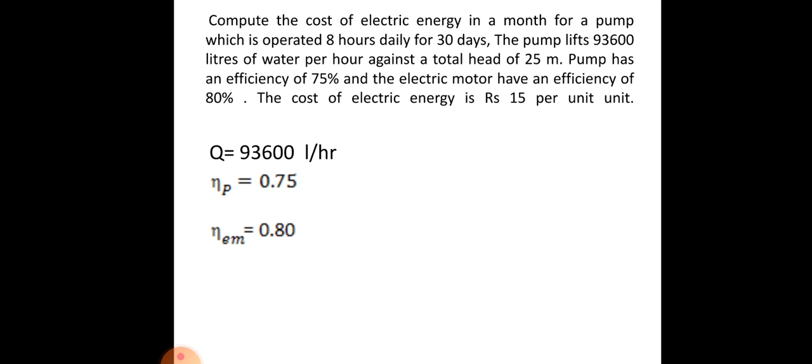So here the discharge is known, the head against which the water is being lifted is also known, given as 25 meters, and the efficiency of the pump and the efficiency of the electric motor are given. Now we have to compute the cost of the electric energy for a month to operate this pump, which is operated for 8 hours daily for 30 days. And the unit cost is also given here.